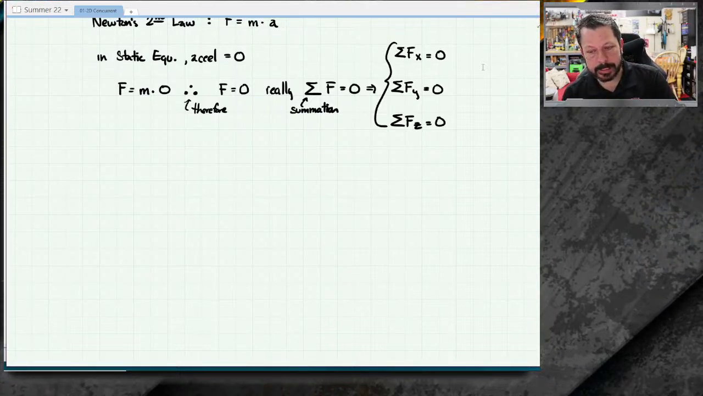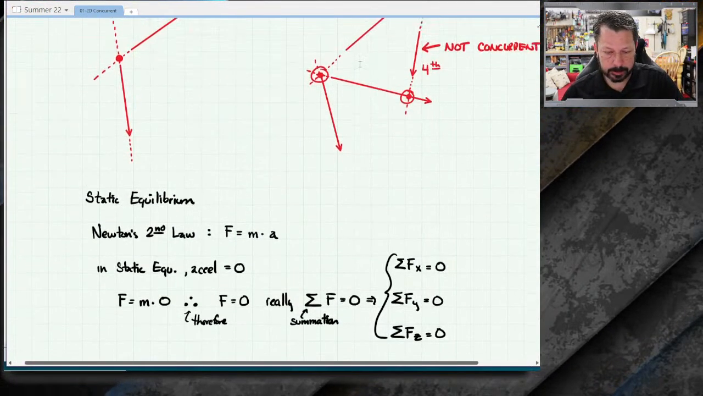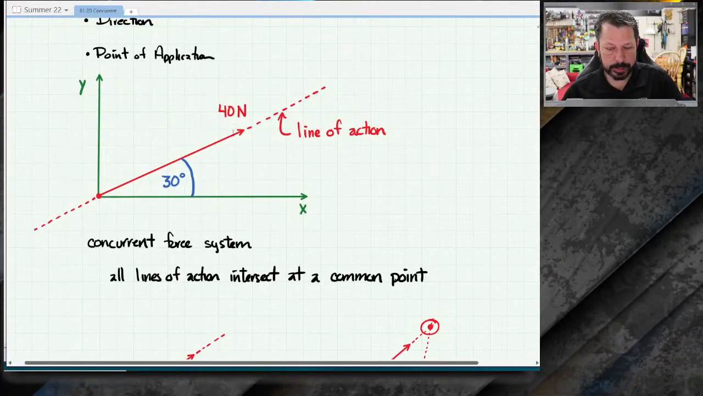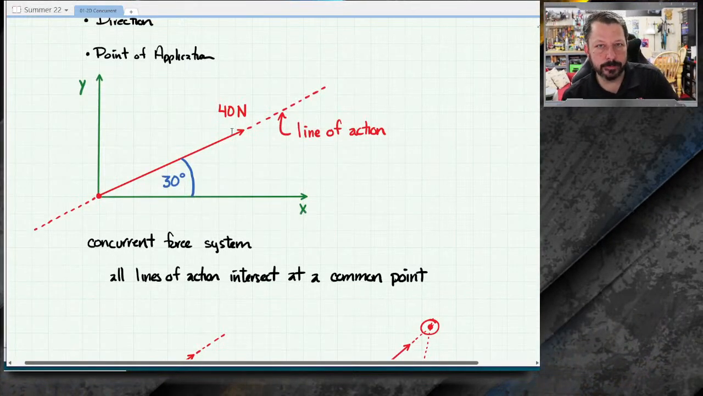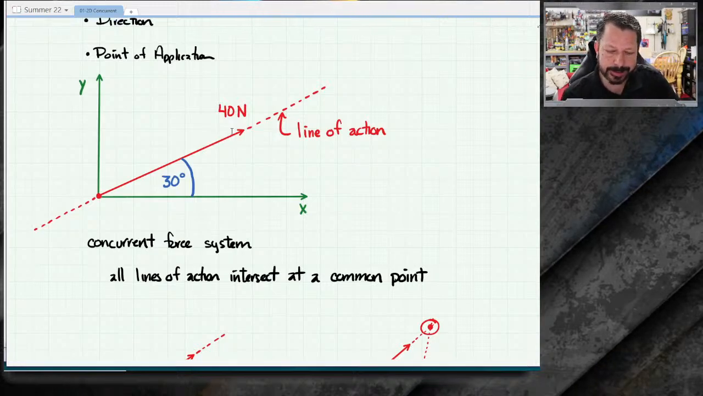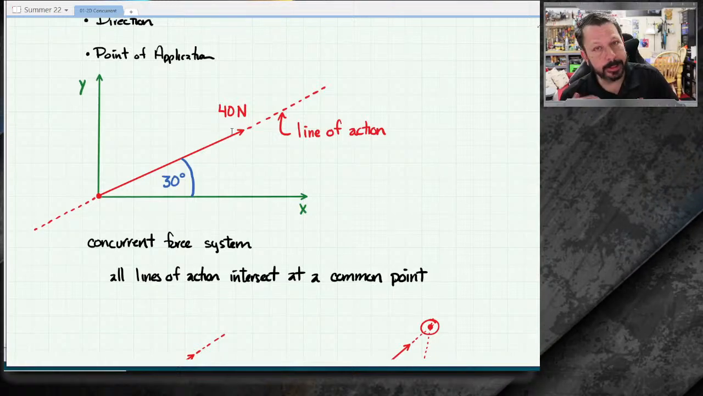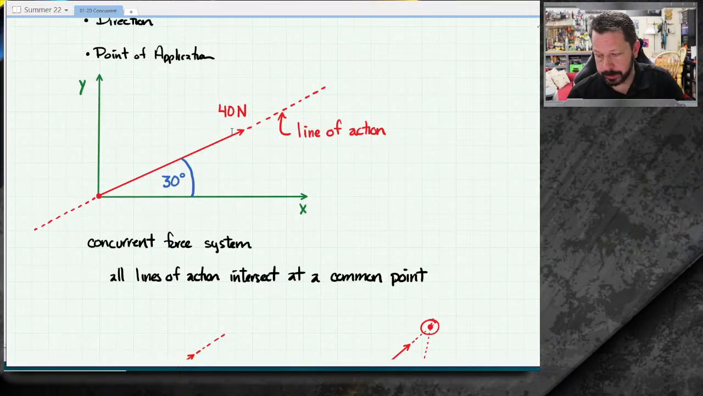And so what that means is that I need to be able to figure out, in this force, what is the amount of this 40 Newton force that's pushing in the x direction, and what amount of it is pushing in the y direction. It's not 40. It's only a piece of that 40. So we need to be able to do force components.